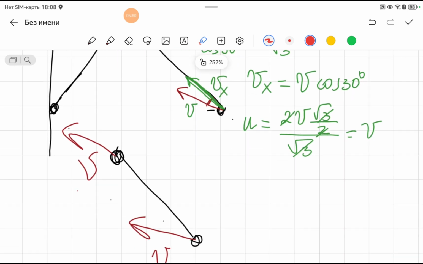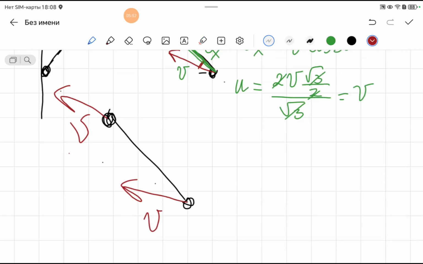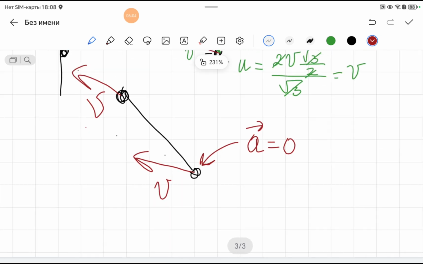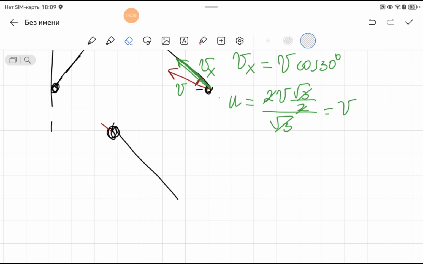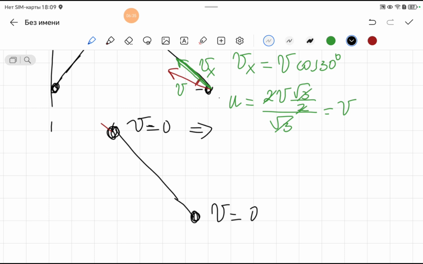Now let's determine the acceleration of point B. We know that the acceleration of point C is 0 as point C moves at constant velocity. Let's switch to the reference frame associated with point C. In this frame, the velocity of point C is 0 and the velocity of point B is also 0, since their velocities in the ground frame are parallel and equal in magnitude.